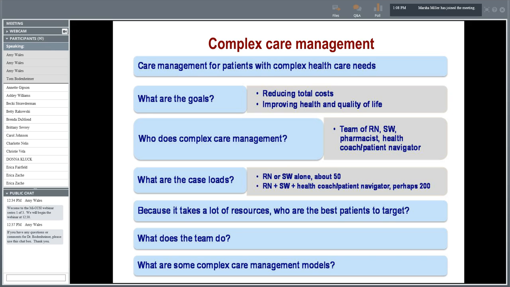The problem with these small caseloads is it's very difficult to graduate patients from complex care management because even though some of them get better, a lot of them just don't get better and they just stay in your complex care management panel forever. And also, if you tell them, well, you're getting better and maybe you don't need me anymore, they'll say, no, I want you. I want to stay with you. So it's very difficult to graduate people from these complex care management panels.